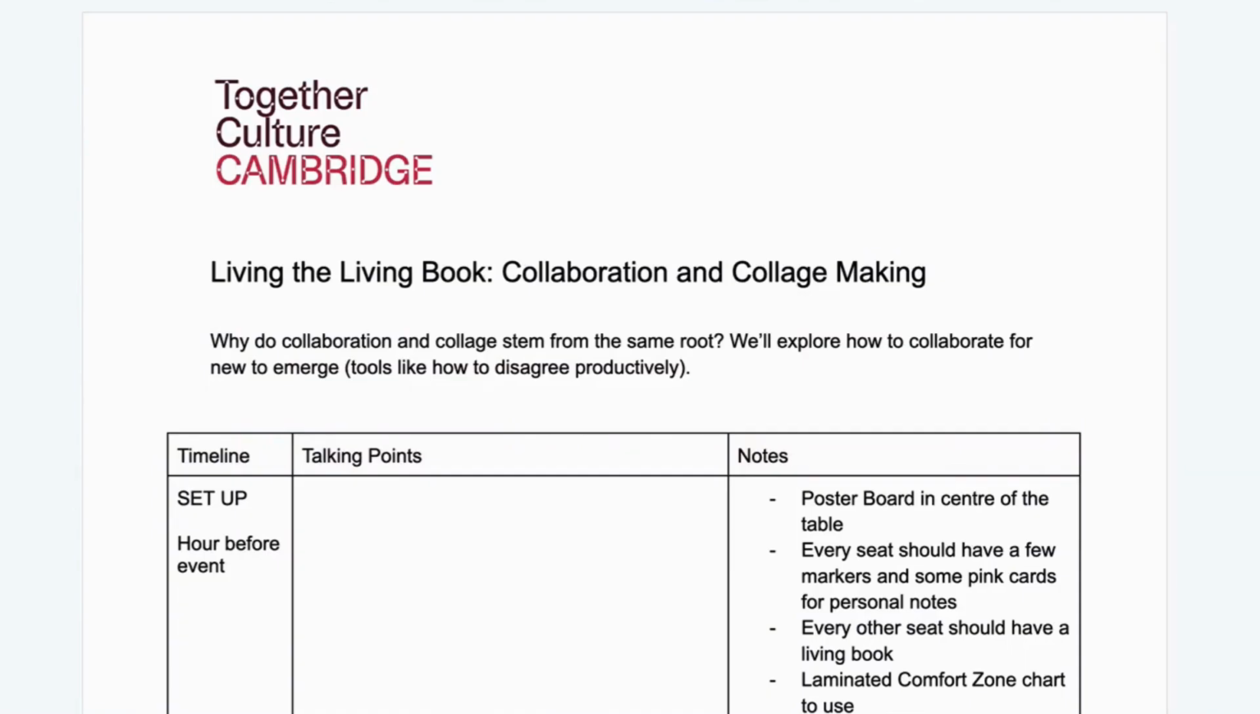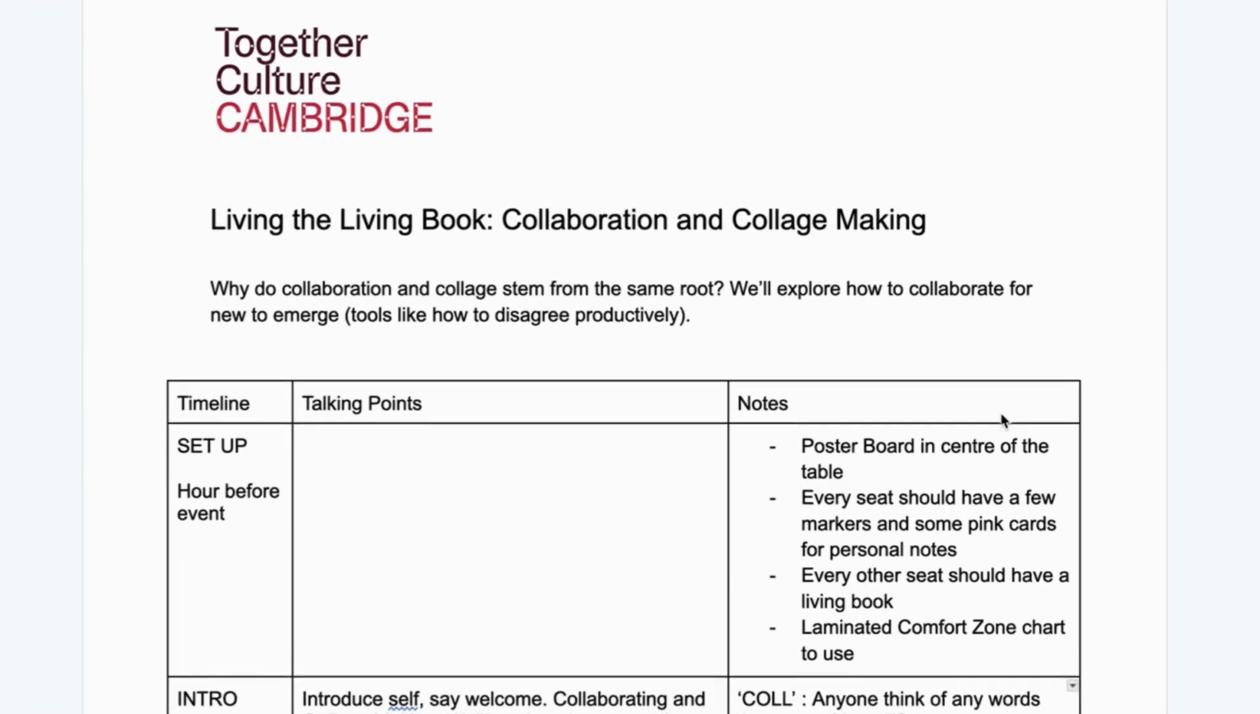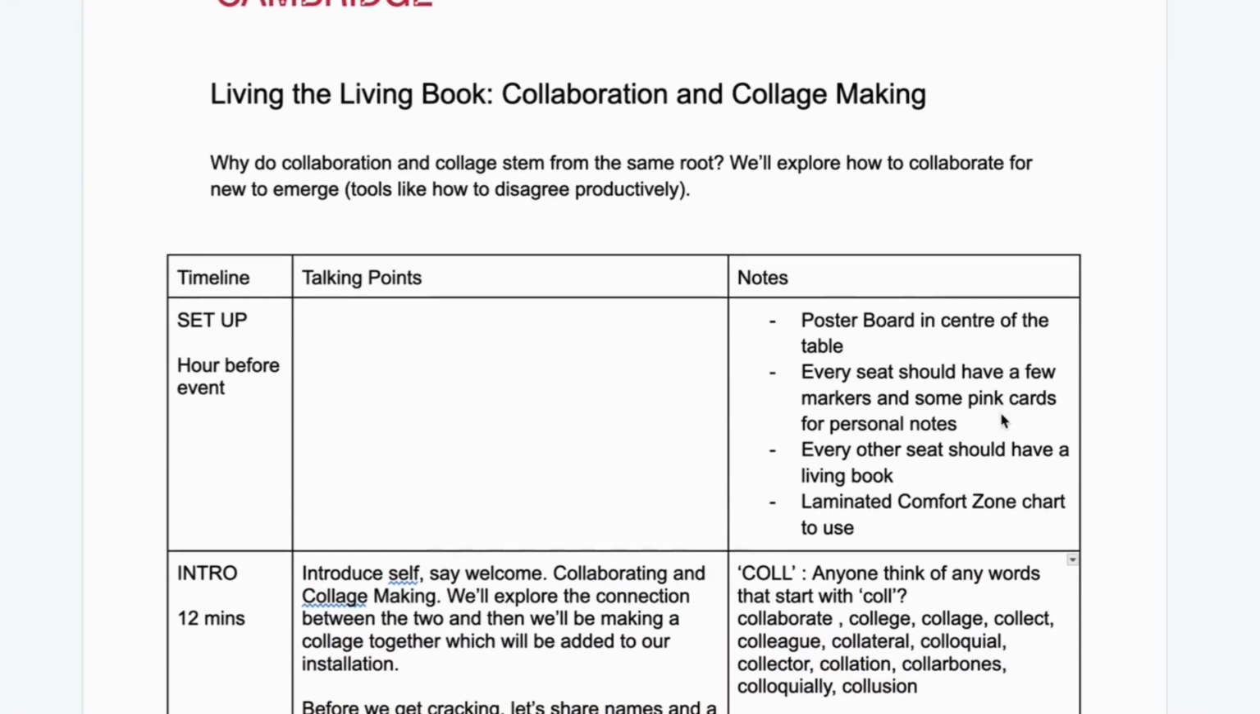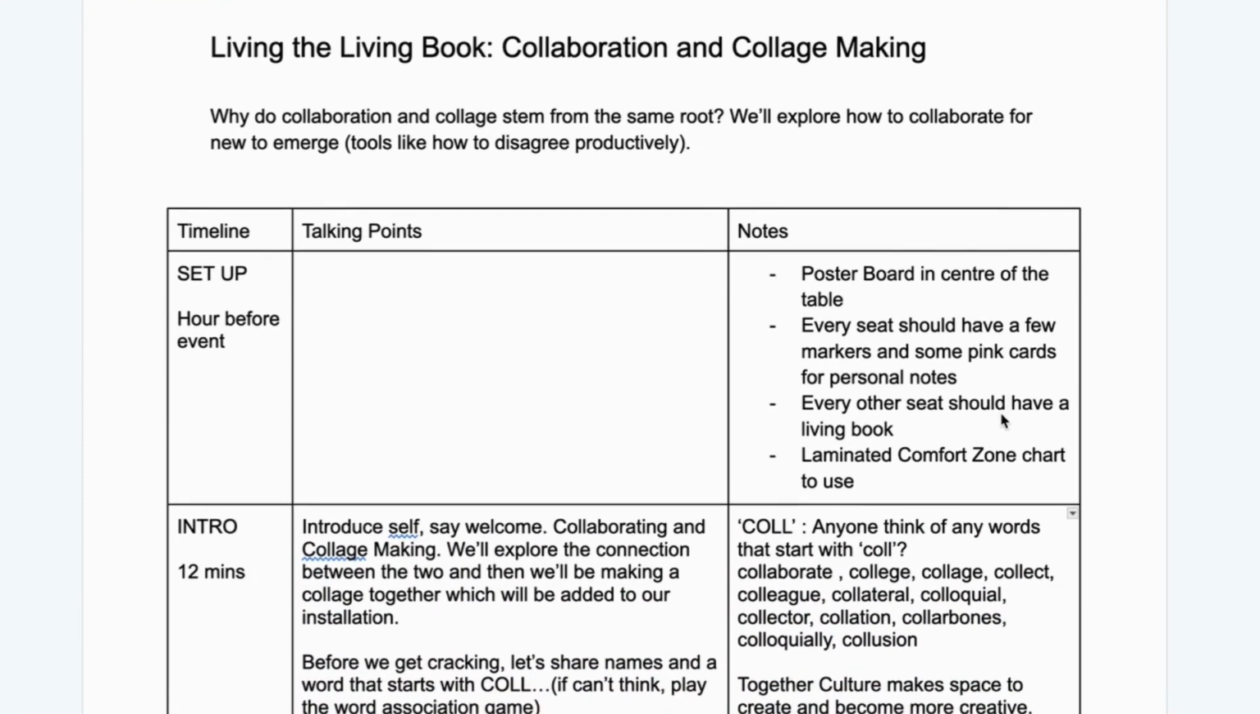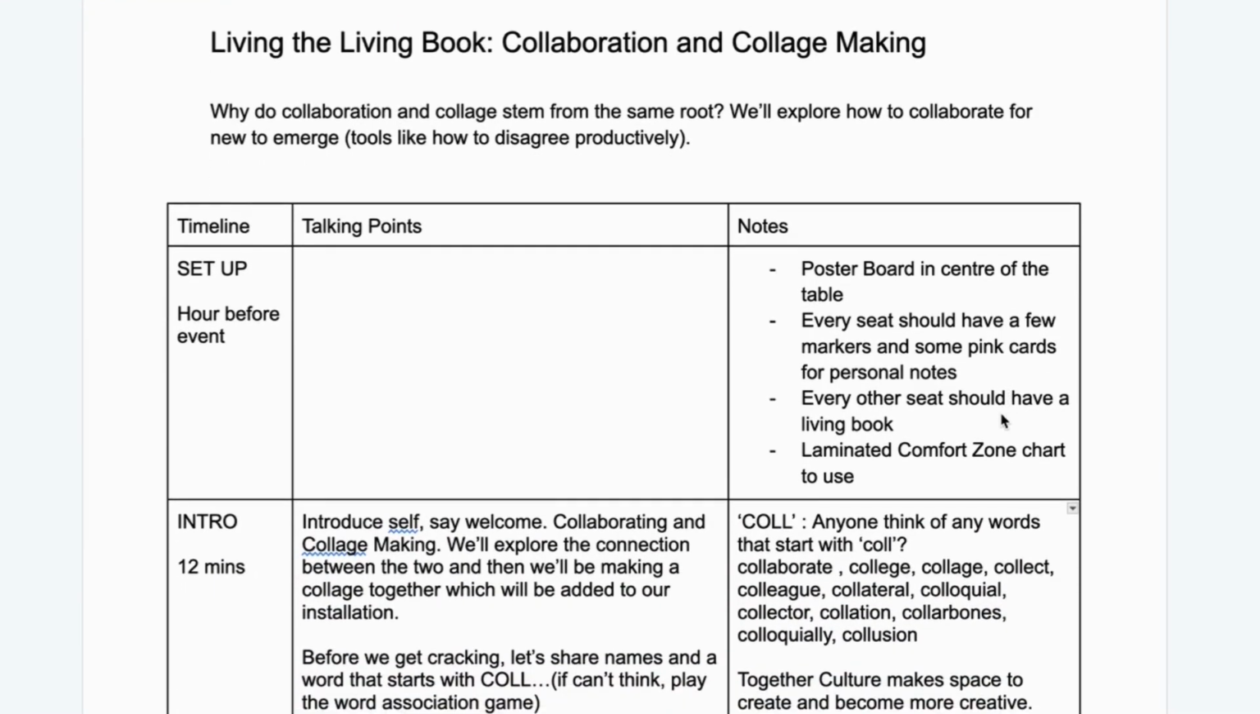As an example, here is the event plan for one of Together Culture's Living the Living Book workshops, Collaboration and Collage Making. We structure our event plans so that each element is timed and has a purpose. So before the event, there's the setup. Turning up is about much more than being physically present. It's about how you prepare yourself to be present mentally, emotionally, and practically. That's why we've laid out our plan for how we will prepare the space so that our guests arrive to a pleasant environment.